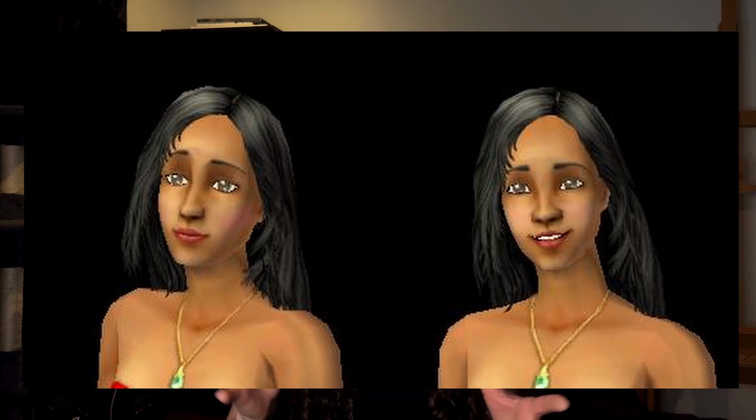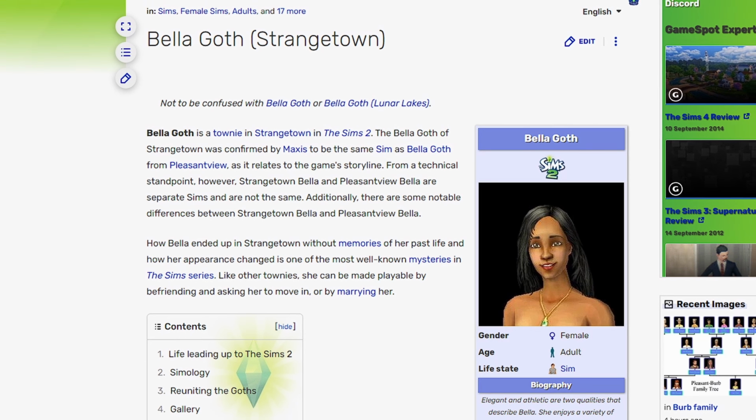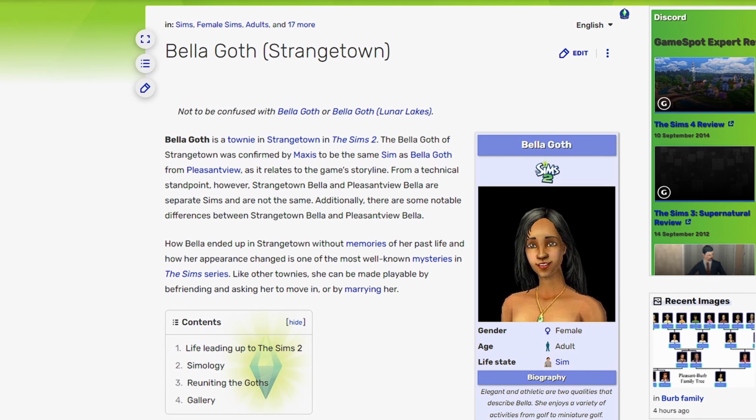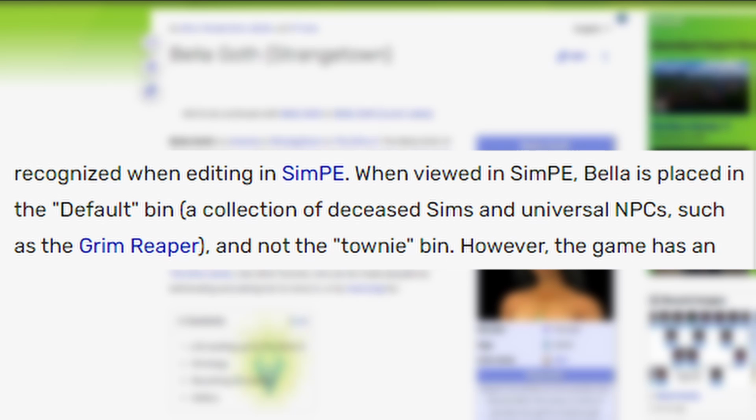However, as you can imagine, since Pleasantview and Strangetown are two separate neighborhoods, these are two completely different sims with two different character files. They even have slightly different faces. So, with that out of the way, when you look up Strangetown Bella's article on the Sims Wiki, it says, when viewed in SimPE, Bella is placed in the default bin, a collection of deceased Sims and universal NPCs, such as the Grim Reaper, and not the townie bin.